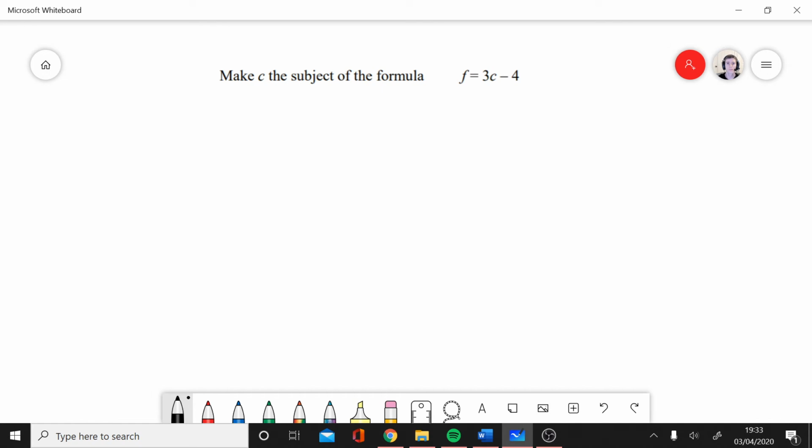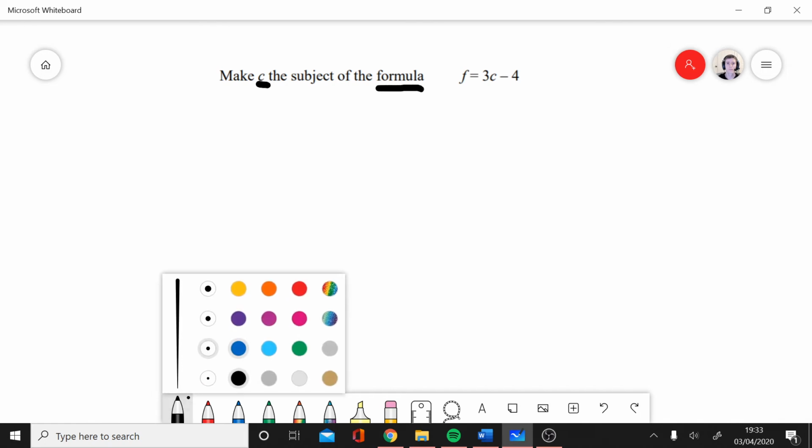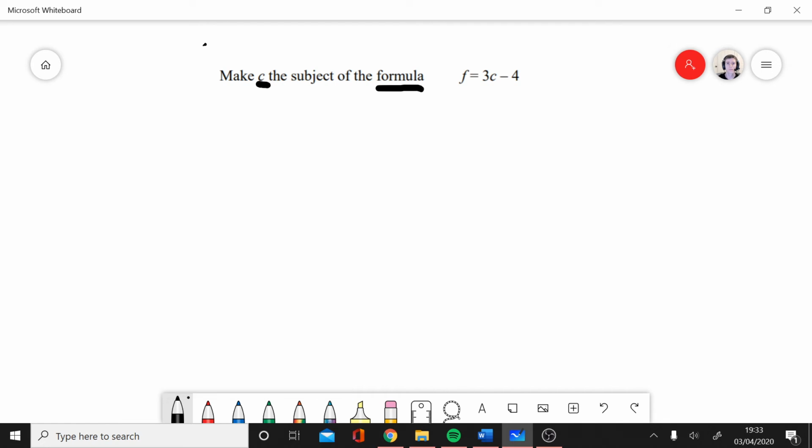We want to make C the subject of the formula. So we want to make C the subject of the formula, and F is equal to 3C minus 4. I'm going to give you 30 seconds to give that a go, and then I'll show you through. So please have a go.